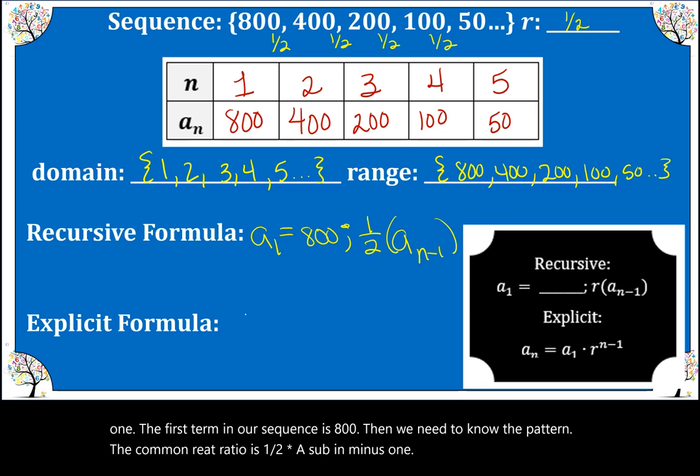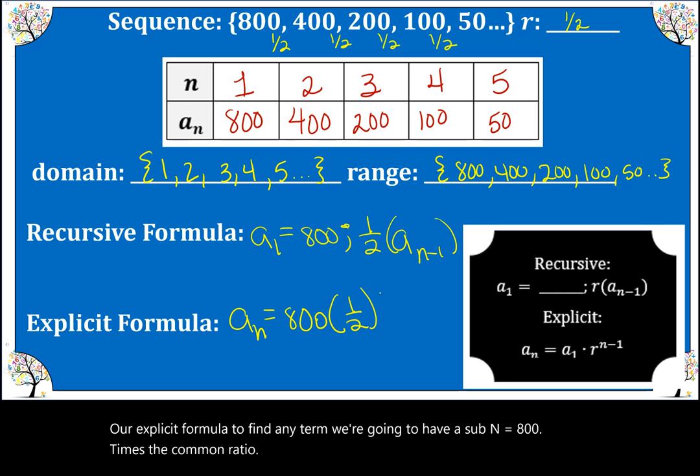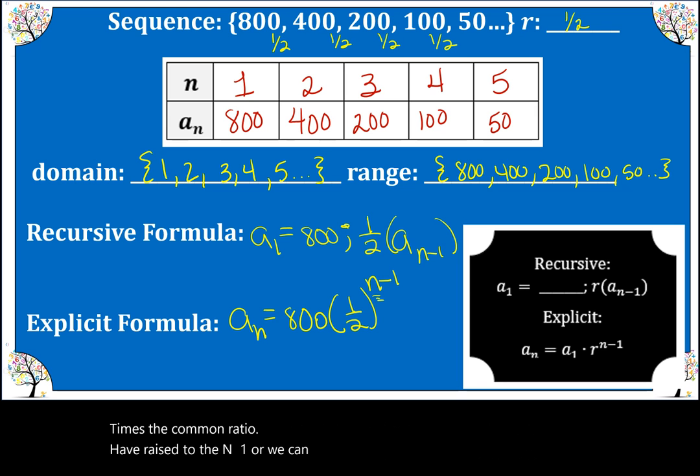Our explicit formula, to find any term, we're going to have a sub n equals 800 times the common ratio, 1/2, raised to the n minus 1, where we can locate any term that we want in our sequence.